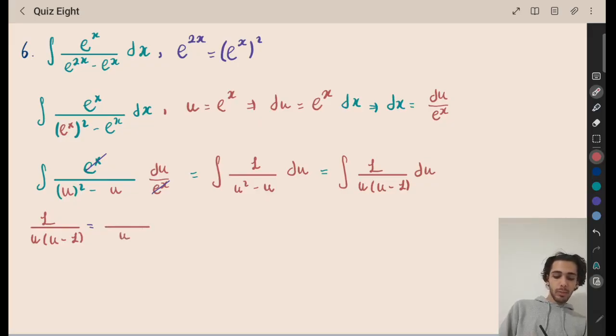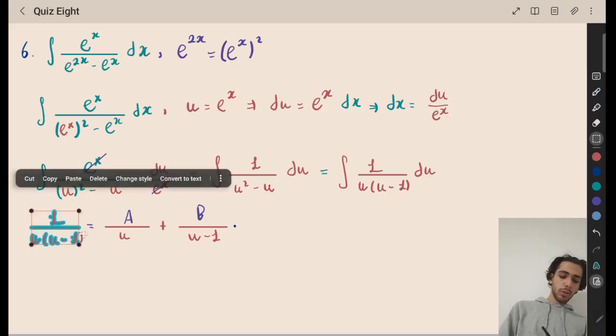And it's like magic. It says that you can write this as A over u and write this as B over u minus 1. Which is absolute nonsense. Like, how is this even possible? It's very weird. But A and B are constants, and they can be computed. How are they computed? Here's how.